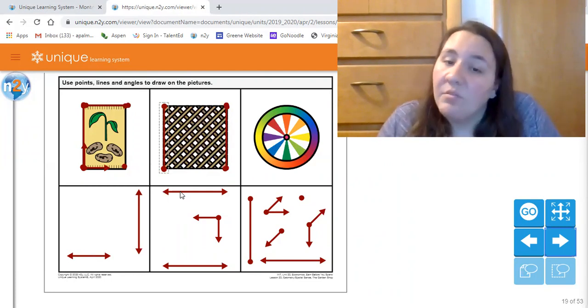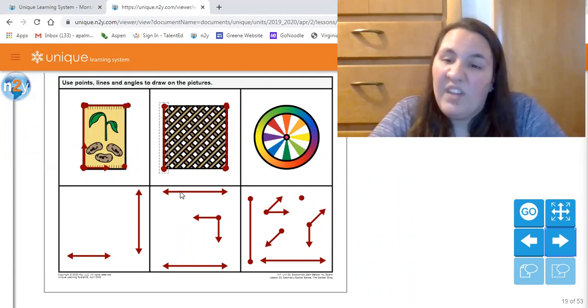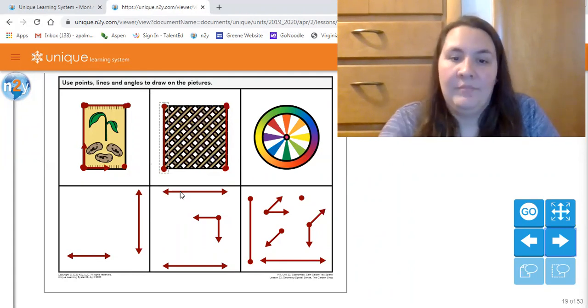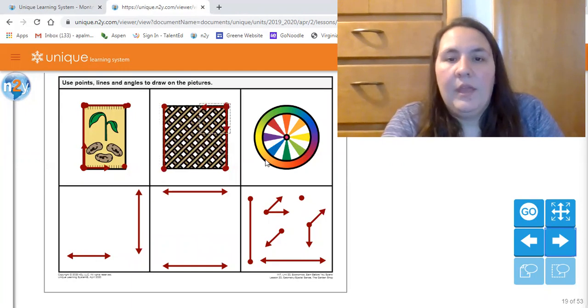And then the last one we have that we could put on is our angle. I want you to use your finger and point to where that right angle would be on our square. You guys are so smart. Awesome sauce. Okay, here is our circle.